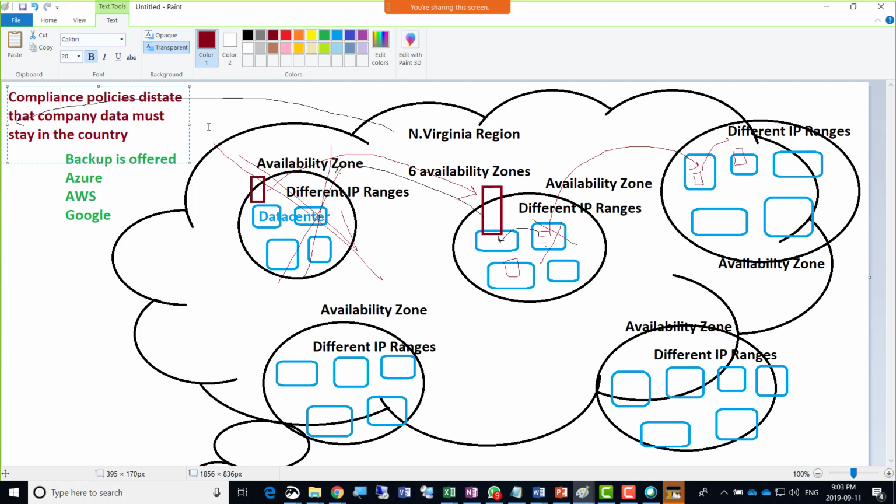So definitely, compliance policies are one of the main things that these vendors, Azure, AWS, Google, all make sure of. That's why they are investing millions, billions of dollars to create as many data centers in those major cities and major business hubs where there are lots of industries, right?